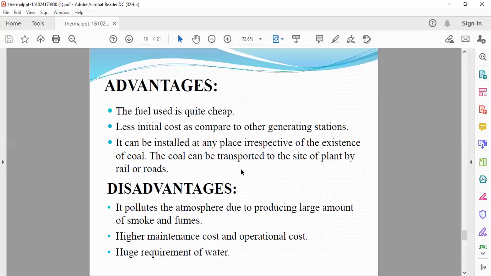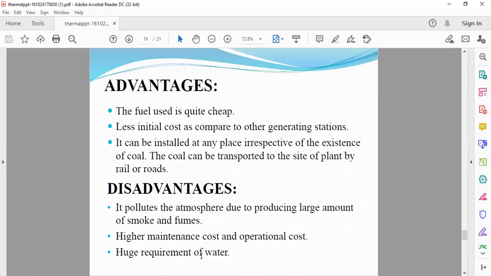For hydel power plants, wherever water is available, only there can we install the plant. But the thermal power plant is not like that. Wherever the area is good and coal can be transported, there we can install the thermal power plant. The coal can be transported to the plant site by rail or roads.